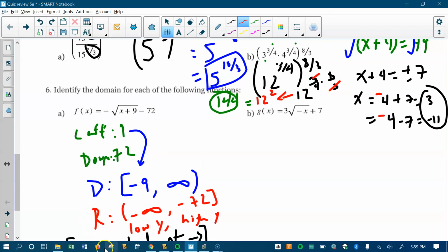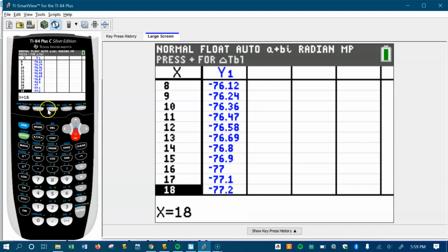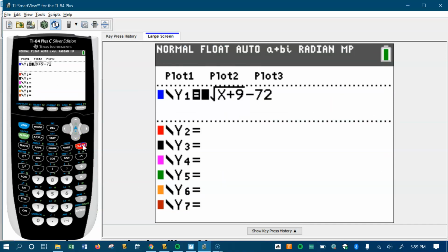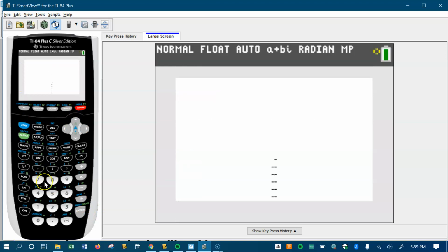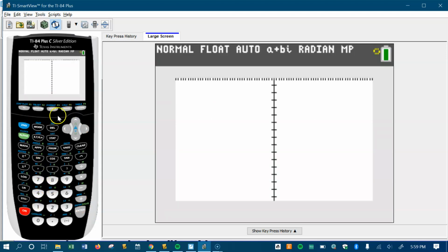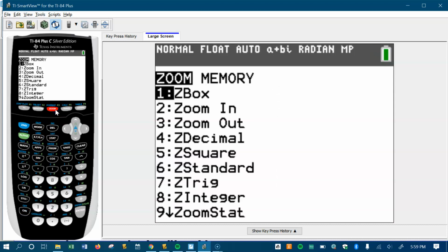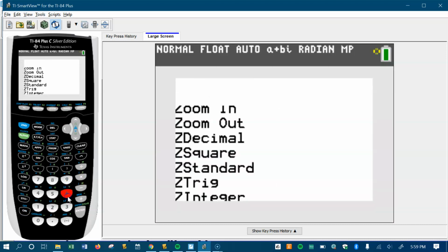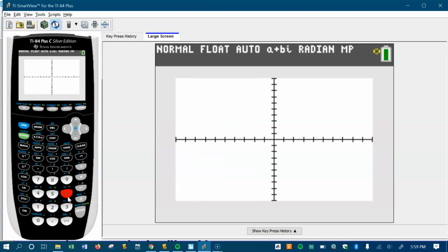For the other one, let's see what that graph looks like. 3 square root of negative x plus 7. So 3 square root of negative x plus 7. Okay, let's graph that. Let's do a zoom standard here, just so we can see a much better graph. Okay, well, there it is. Let's go to a table and see what's going on here.